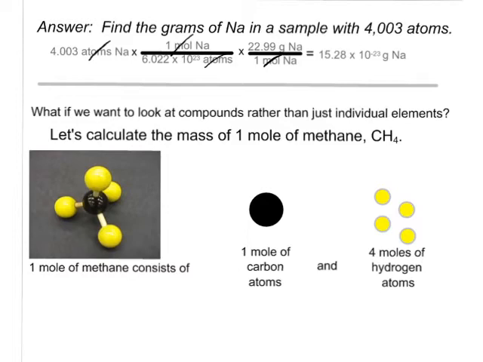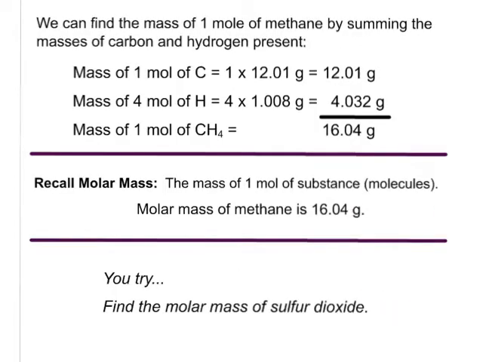So let's calculate the mass of 1 mole of this compound, methane, CH4. 1 mole of methane, here's a little example, carbon in the middle and 4 hydrogens attached to it. 1 mole of methane consists of, if we break it apart, 1 mole of carbon atoms and 4 moles of hydrogen atoms. So we can find the mass of 1 mole of methane by summing the masses of the carbon and hydrogen atoms present.